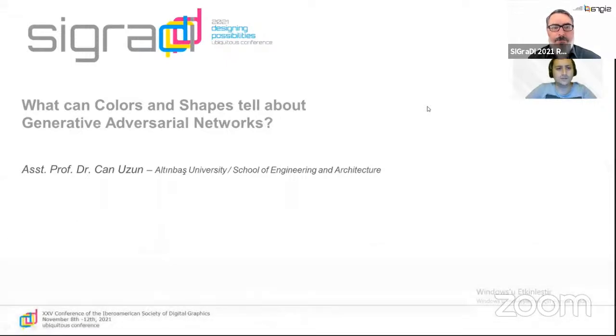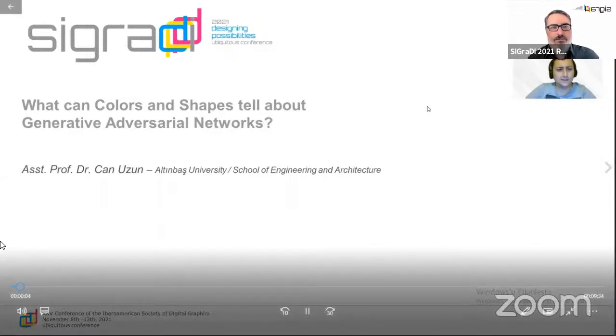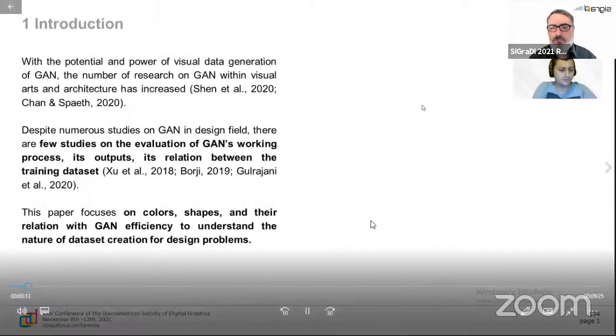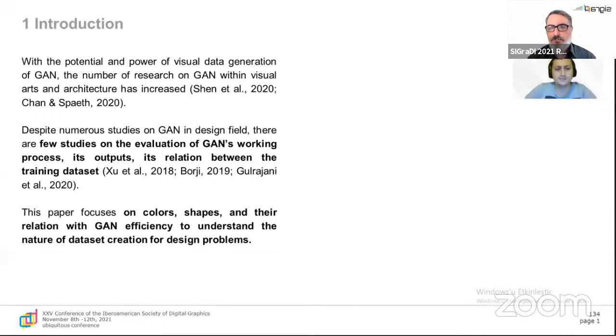Hi all, I'm Jonathan. My paper topic is what can colors and shapes tell about generative adversarial networks. With the potential and power of visual data generation of GAN, the number of research works on GAN with the visual arts and architecture has increased. Despite numerous studies on GAN in the design field, there are few studies on the evaluation of GAN's working process, its output, and its relation to the training data set.